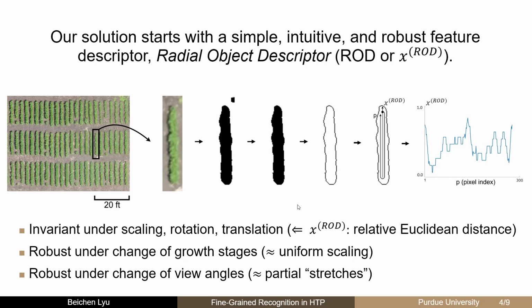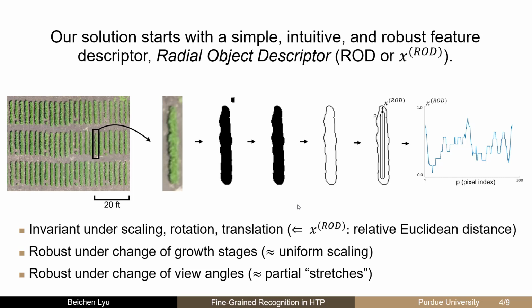Here's the feature extraction pipeline of ROD on a soybean experiment site. First, we use drones to take the images of the soybean experiment site, and then we extract the soybean plot images by using signal processing and ground calibration techniques. We further segment out the main canopy by removing the noises. Then we do contour tracing to get the two-dimensional contour. And then we unfold this two-dimensional contour into one-dimensional XROD vector.